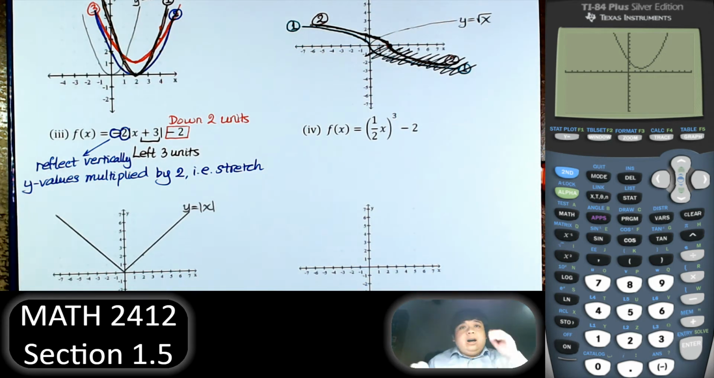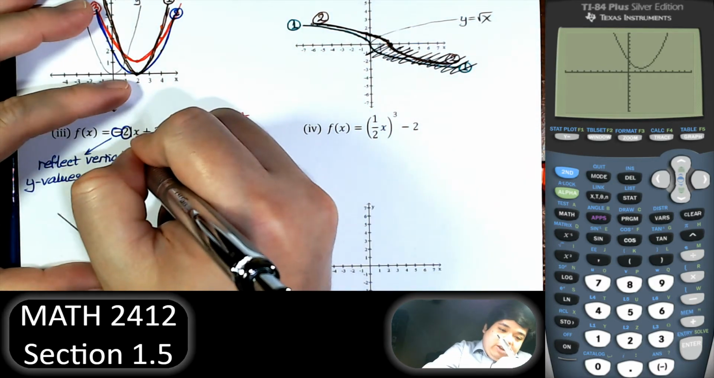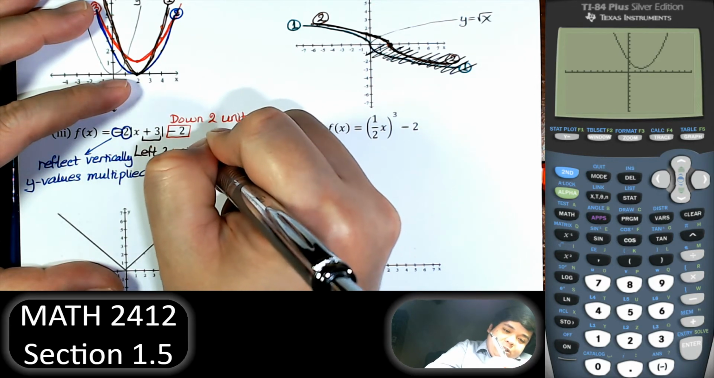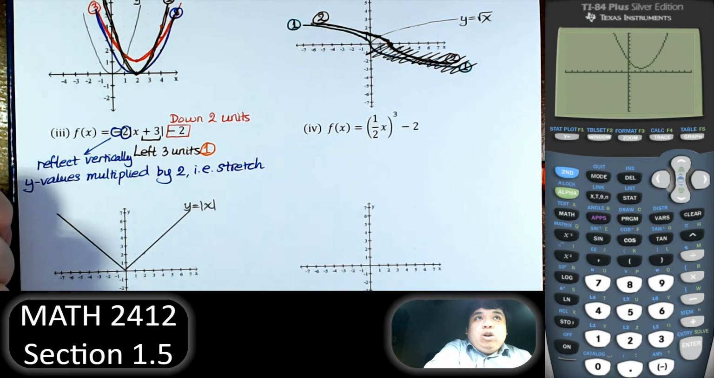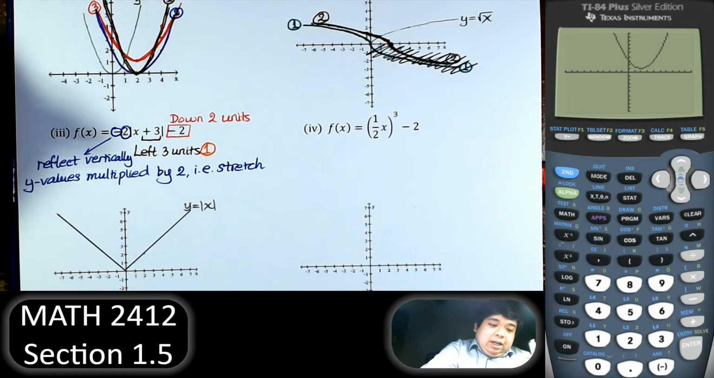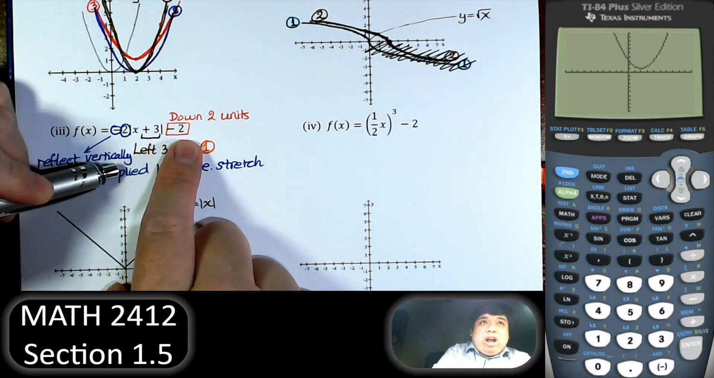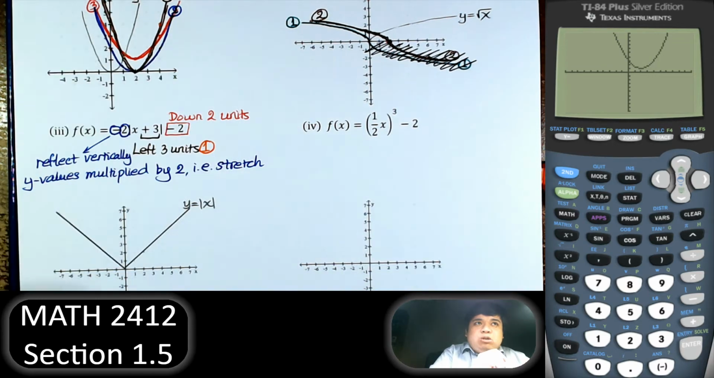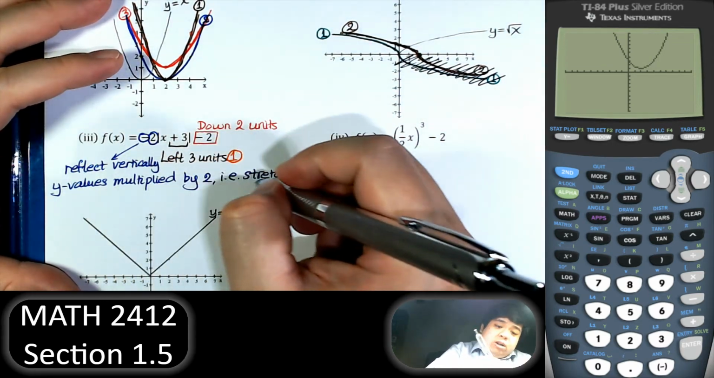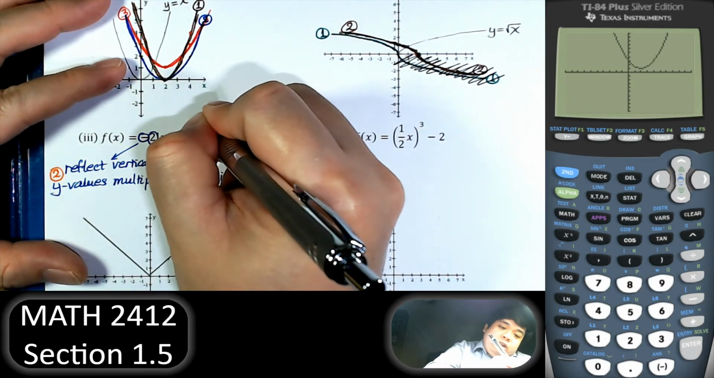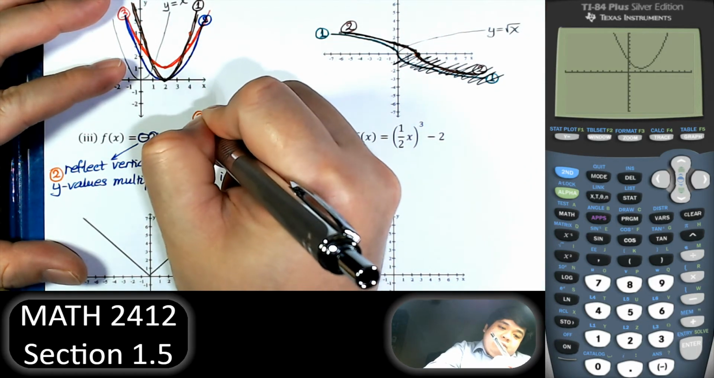Now next, what do we do with the other operations? So once again, inside and outside. So inside we have left by 3 units, so this is the first thing we do. Move everything to the left 3 units. And then on the outside we have minus 2, multiply to it and then subtract 2. So multiply and then add or subtract. So reflect or stretch, we do that at the second step. And then finally down 2 units, that is the third step.